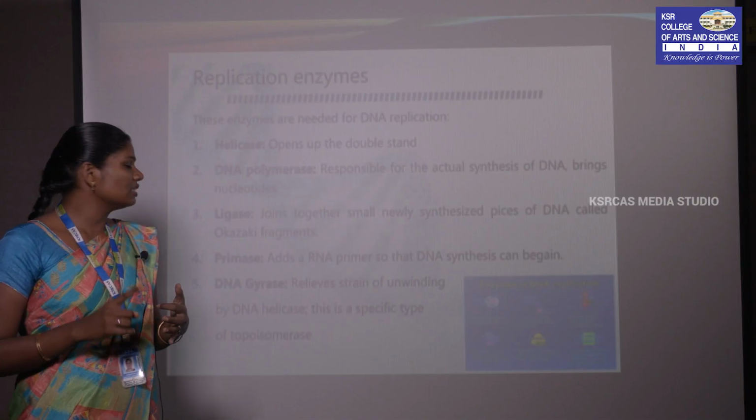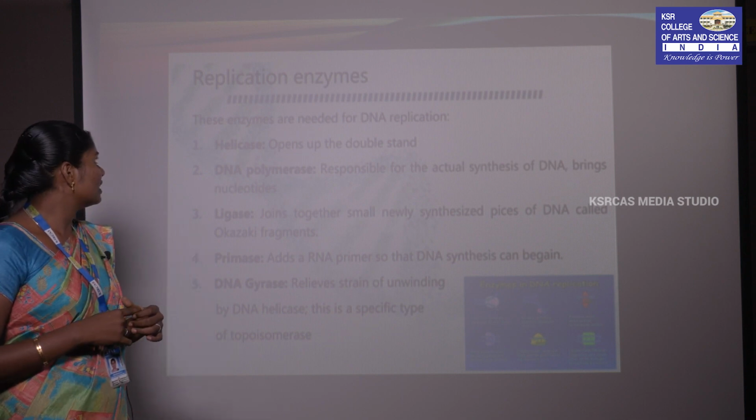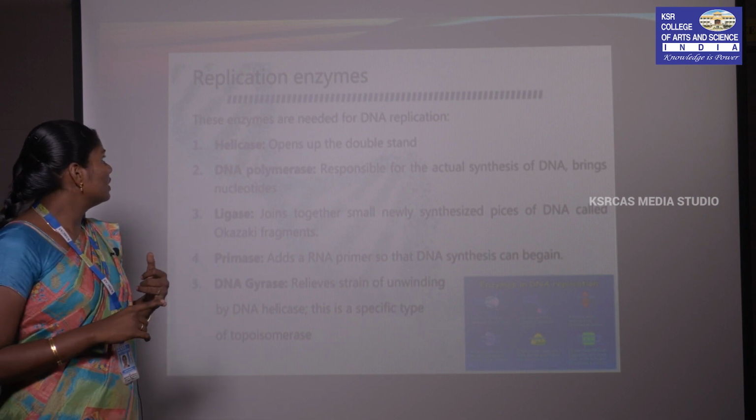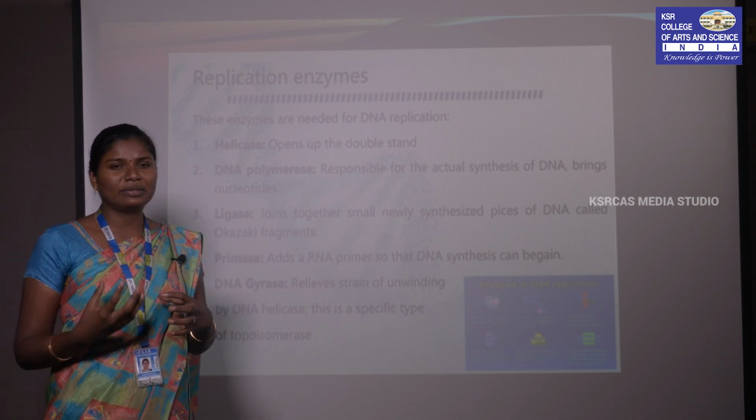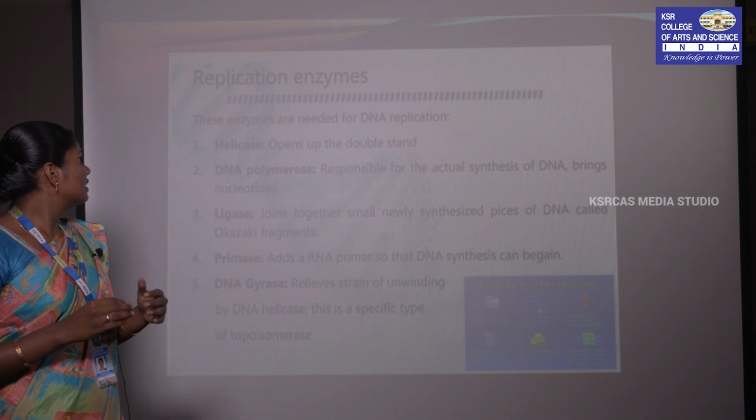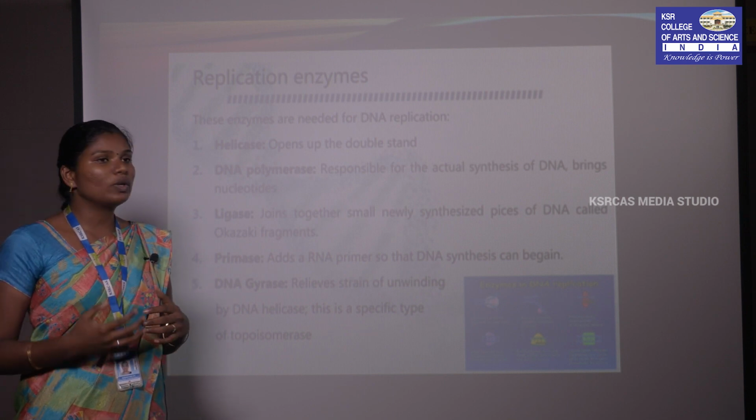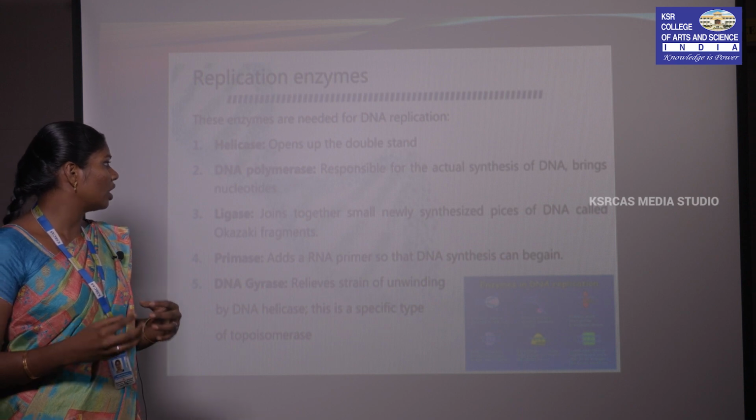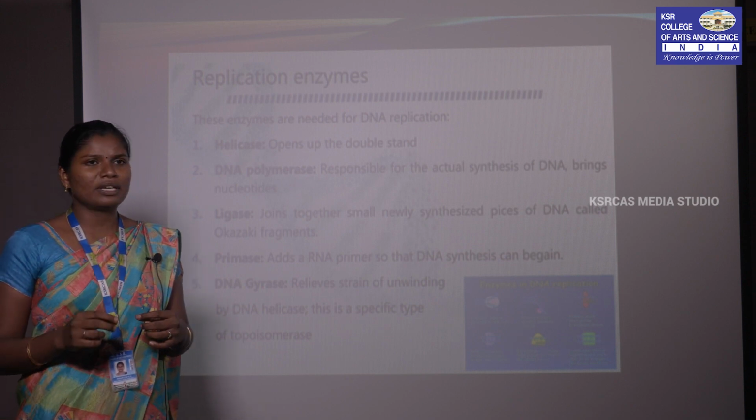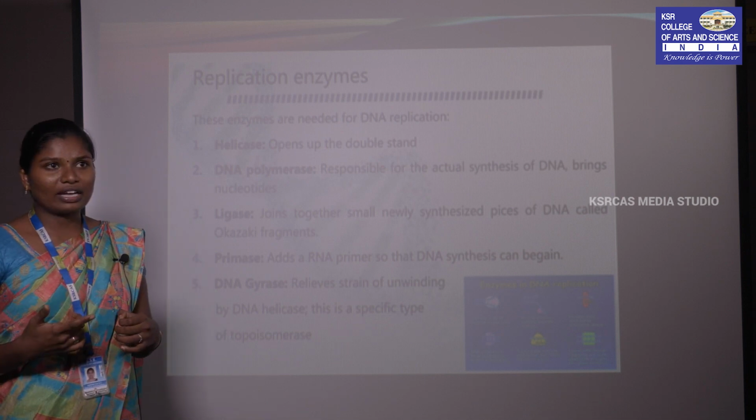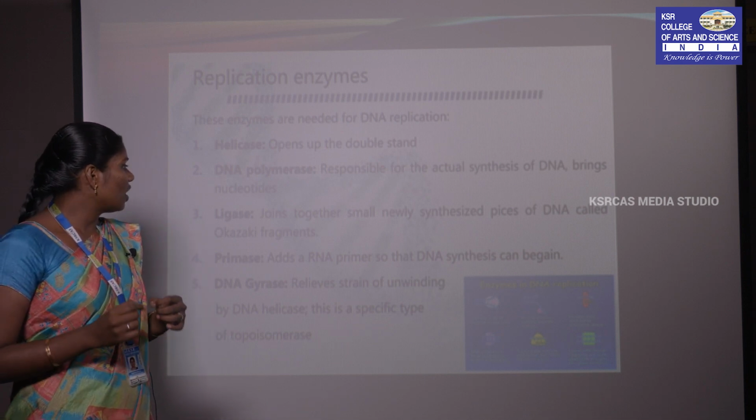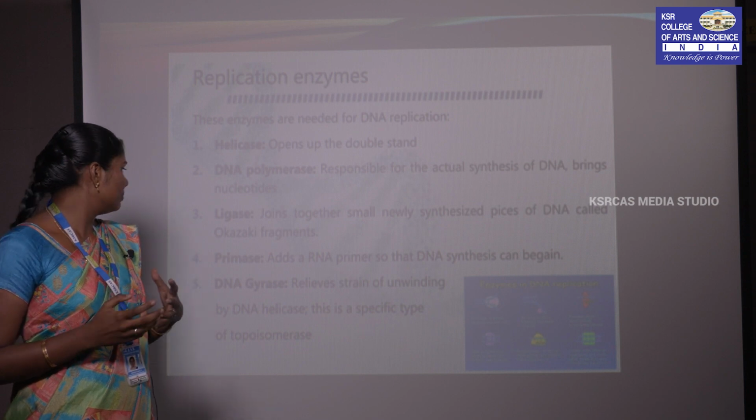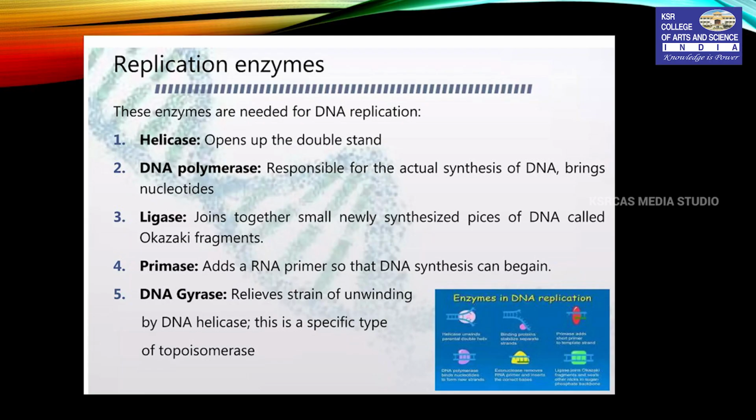The enzymes involved in the replication process are given here: helicase, DNA polymerase, ligase, primase and DNA gyrase or topoisomerase. First one is helicase. Helicase helps to open up the double strand in the DNA. DNA polymerase is responsible for the actual synthesis of DNA; it brings the nucleotides. Next, ligase. Ligase helps to join together small newly synthesized pieces of DNA called Okazaki fragments. Next, primase. It adds an RNA primer so that DNA synthesis can begin. DNA gyrase relieves the strain of unwinding by DNA helicase. This is a specific type of topoisomerase.